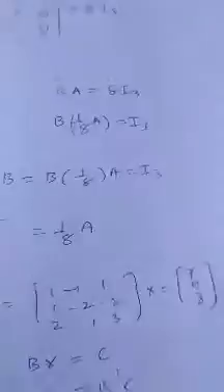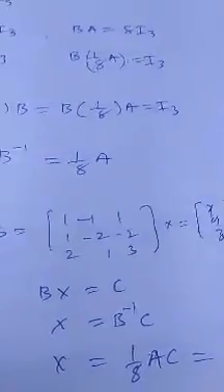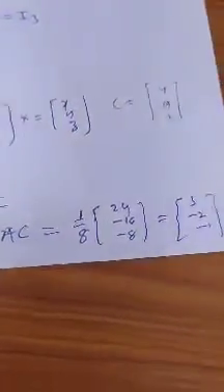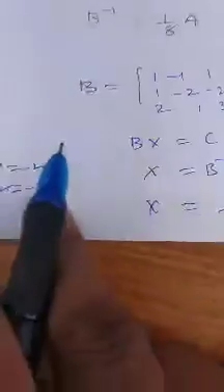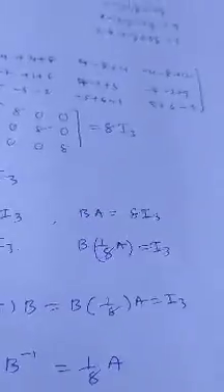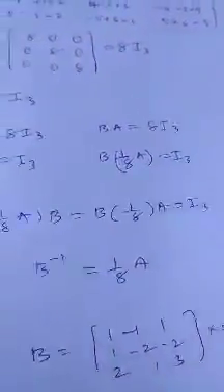So from this product we can get B inverse directly, that is 1 by 8 A. Substitute here and multiply A and C, you will get the values of the variables. Okay, so follow this procedure to solve the exercise problems.